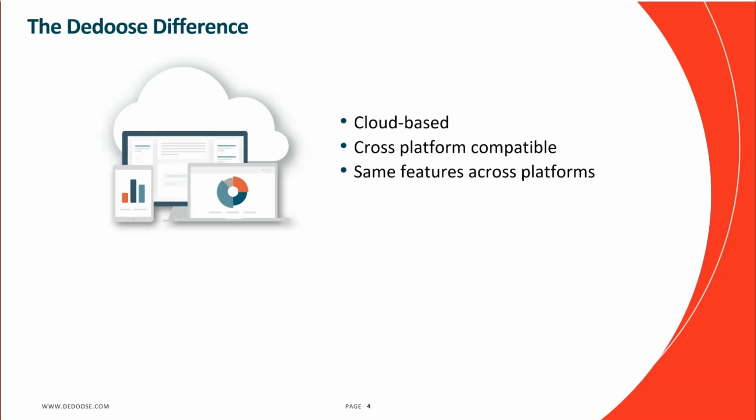So first off, the core benefits of Dedoose and what makes Dedoose different from other qualitative data analysis platforms. The primary one is Dedoose is cloud-based. So everything is stored in the cloud. That means it's also cross-platform compatible. This means you can use Dedoose on a Mac or a PC, same exact features. You won't have to worry about any compatibility issues. You can log in on a PC one day, a Mac the next. Doesn't matter at all. All of your project data will be the same and the features the same as well.